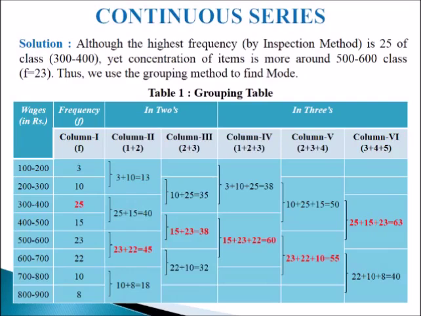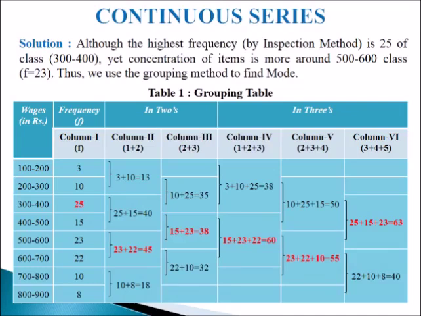So, in the first column, that is the column of frequency, F is written there. You can see that all the frequencies of particular class intervals which is provided in the question are written in this column. That is 3, 10, 25, 15, 23, 22, 10 and 8. So, as you can see, by inspection only we can say that 25 is the highest frequency, which is against the value of 300 to 400 in column number 1.